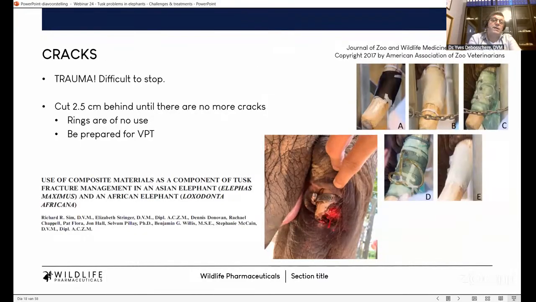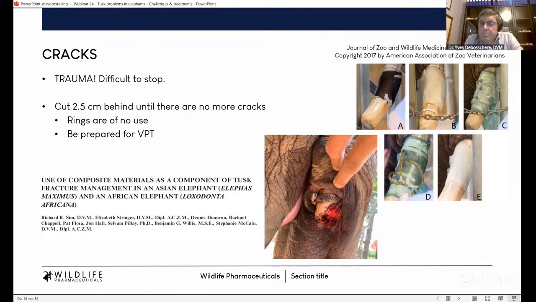And then cracks. Cracks are something I see very often, and it's always due to trauma, and it's very difficult to stop. I believe that cracks are the start of fractures. Cracks, in my opinion, start due to microtrauma on microtrauma on microtrauma. So it's not something that happens all at once, but if they hit their tusk often against the same object or a hard object, at some point it will start to crack.